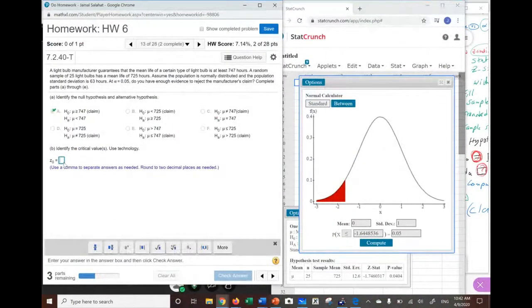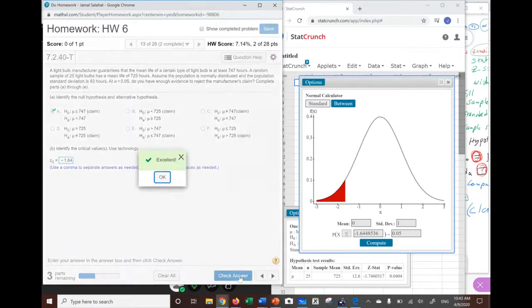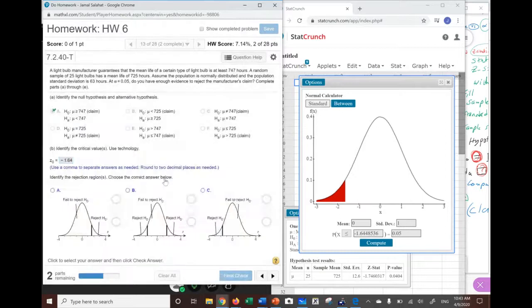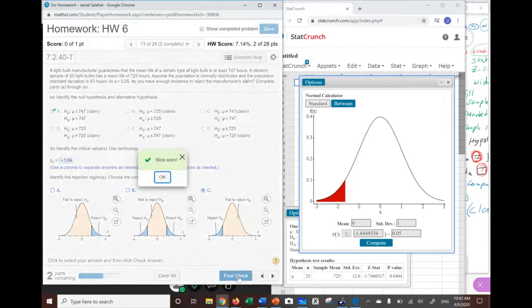Z critical will be only 1, which is negative 1.64. And again, round to 2 decimal places. In here, they say use a comma, but there is only 1. Remember, if it's a left tail, there is only 1. So you don't have to worry about using a comma to separate answers. Okay, so now which is the pick? Look at this. StatCrunch gave us the picture. The picture is part C here because it's a left tail.